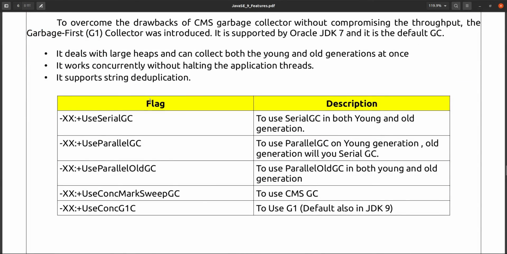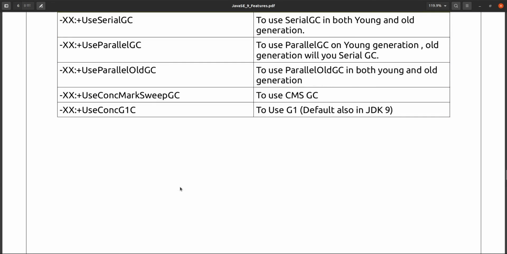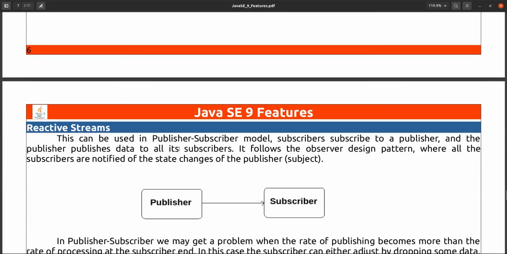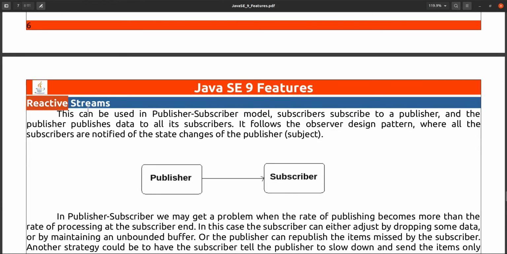Okay, here are the flags. If you want to use some other garbage collector, like the serial garbage collector, you can give this command while starting the application, or you can give this one if you want to use parallel. If you want parallel on old generation and new generation both, it will do that one. If you want to use the concurrent mark and sweep garbage collector, you can use this command, and this is a default one, you no need to give, but since you want to, you can give. Okay, so that's it.